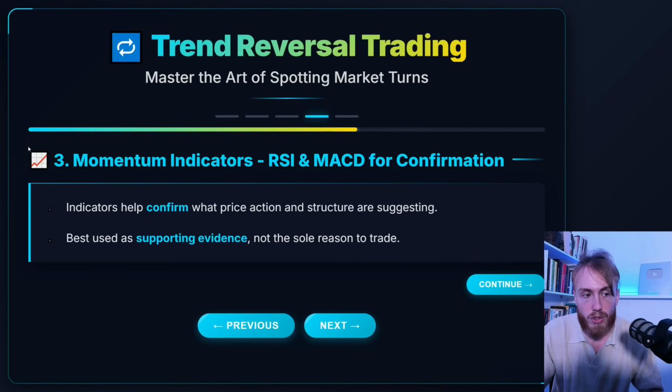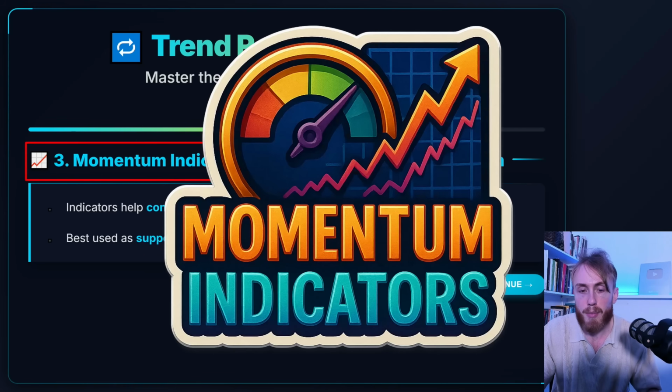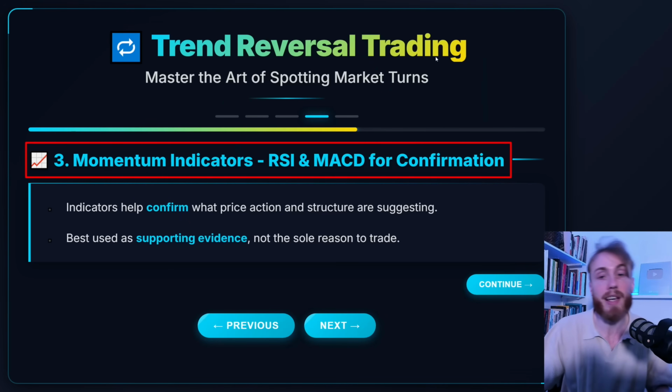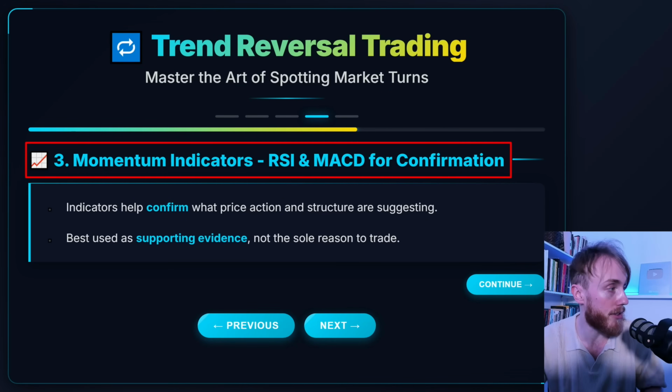All right, so now concept 3 I want to talk about is momentum indicators. These can be super useful for spotting reversals. And for me, especially, I do have a favorite method to use momentum indicators, and I will soon reveal that. But first, let's talk a little bit about indicators.